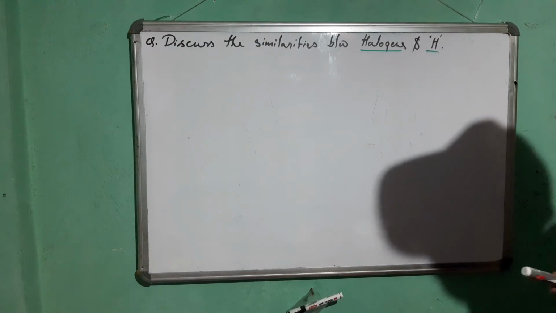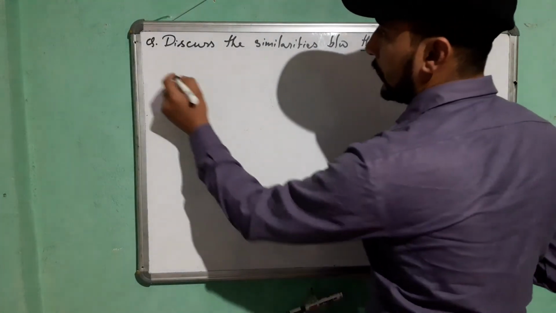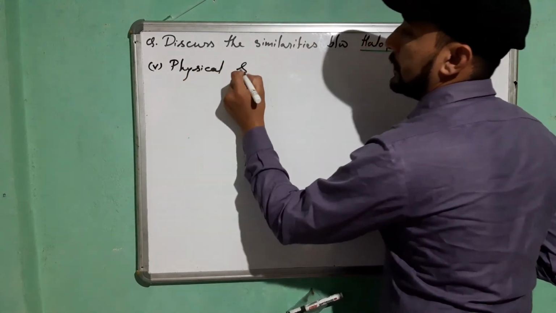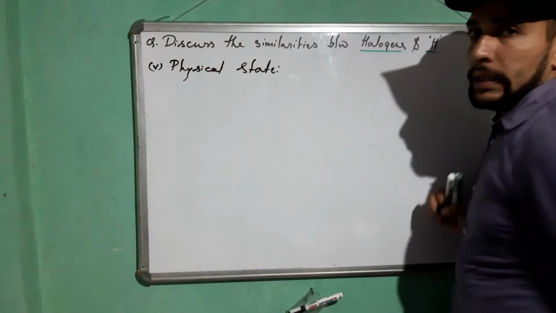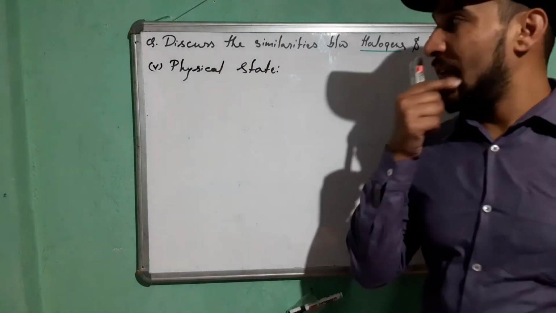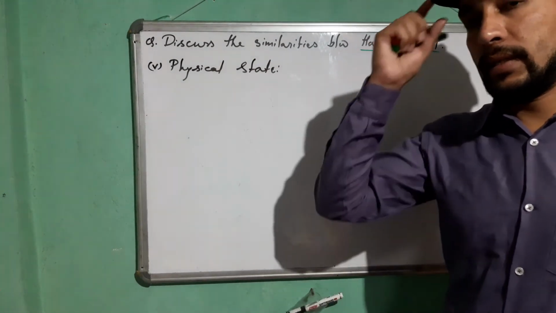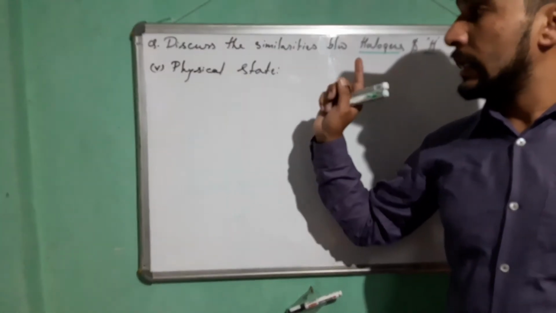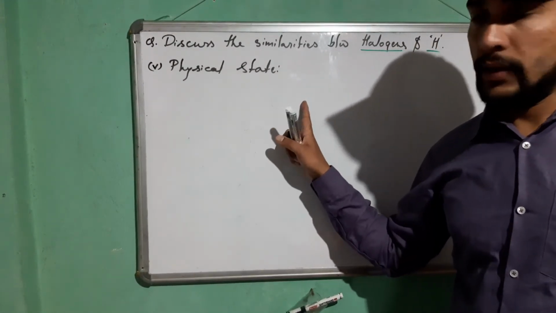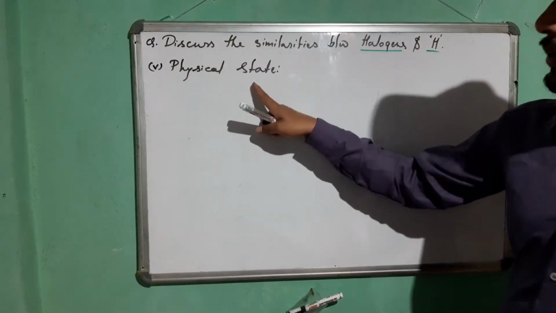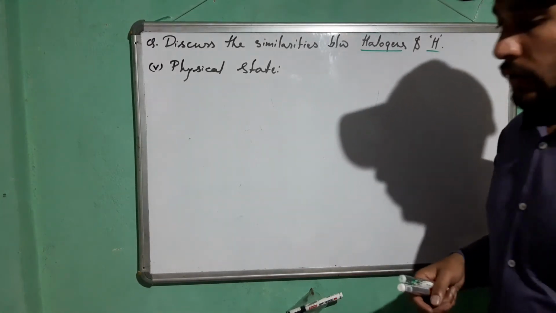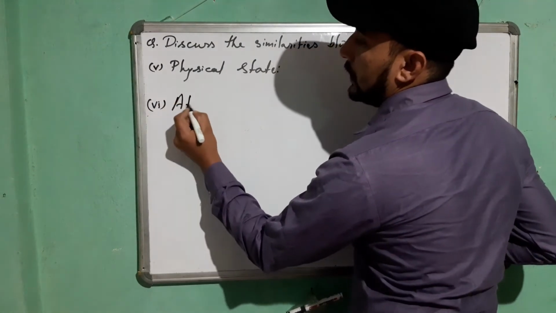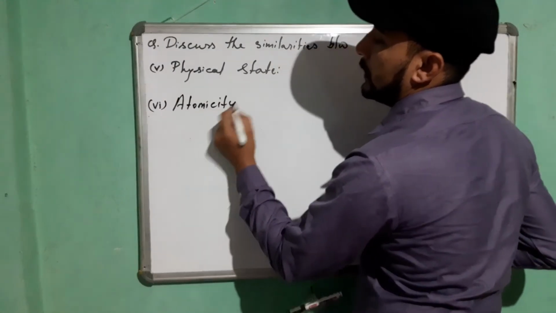Okay, next, physical state, number 5. Halogens, they are gases and hydrogen is also a gas. Halogens and hydrogen, they are gaseous non-metals. Write on that one. Next, very important thing, number 6, atomicity.